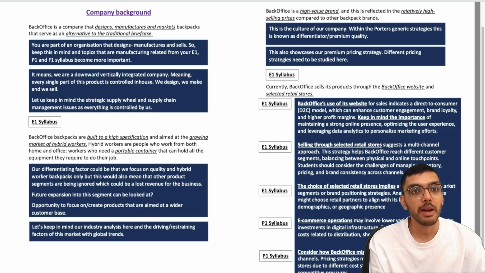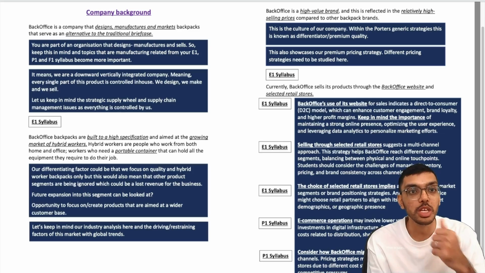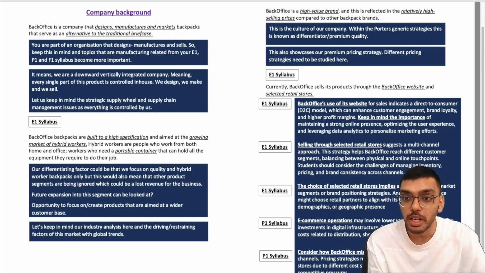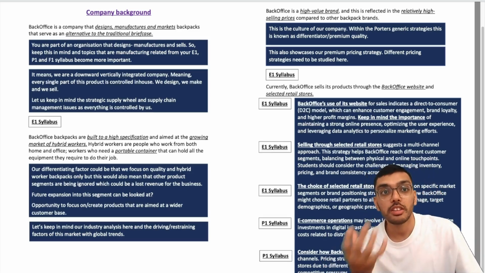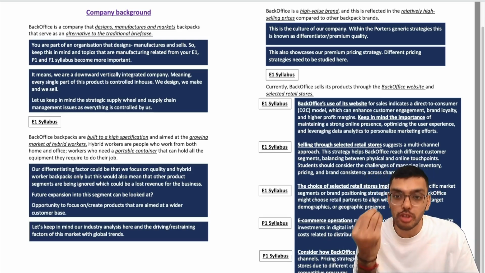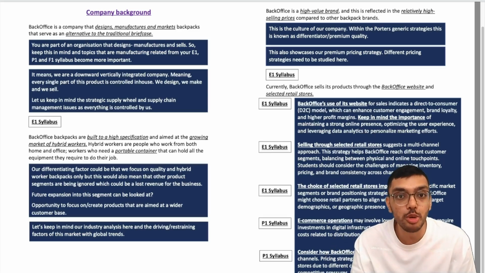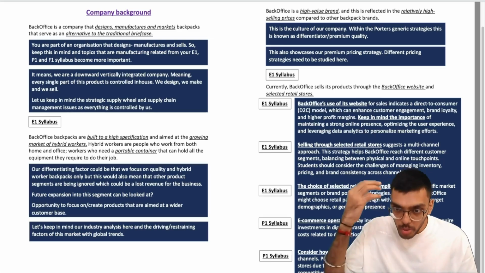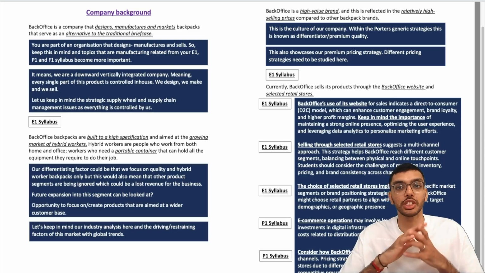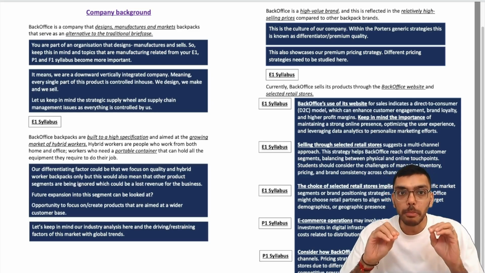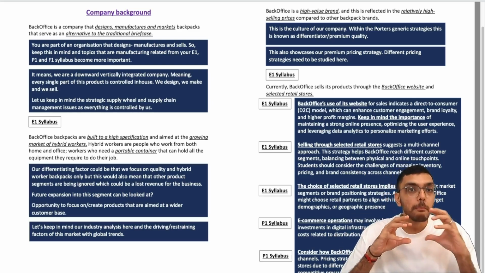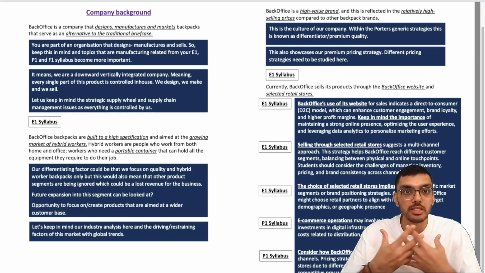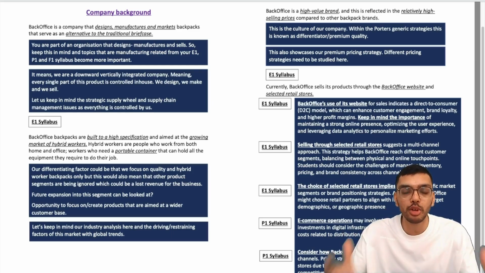So keep this in mind, and topics that are manufacturing related from your E1, P1, F1 syllabus become much more important, because this is not a service industry. This is like a manufacturing industry or a manufacturing company that you are part of. So when you are doing your E1, P1 and F1 revision, now remember that topics which are relevant to manufacturing related businesses become more relevant for you to study.